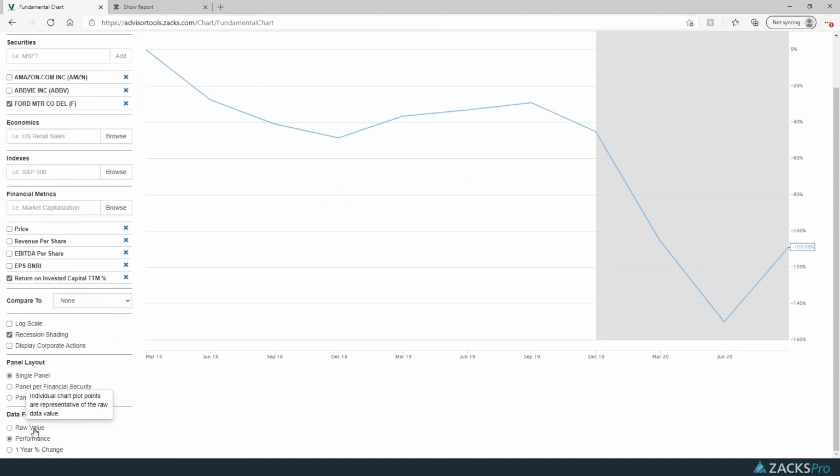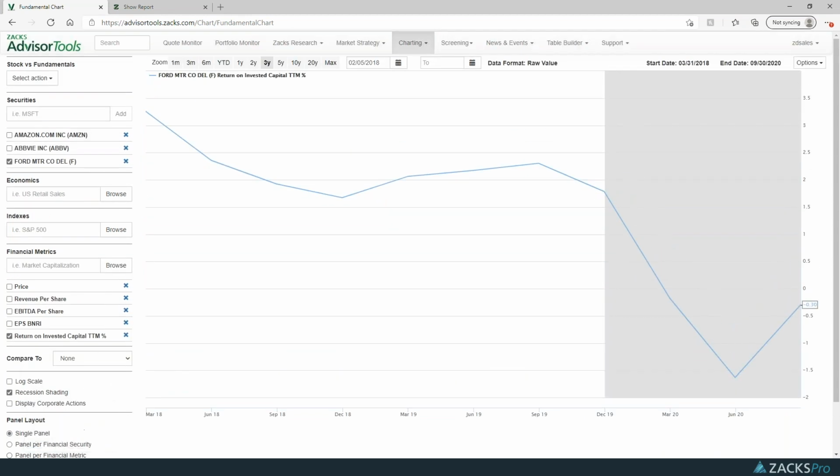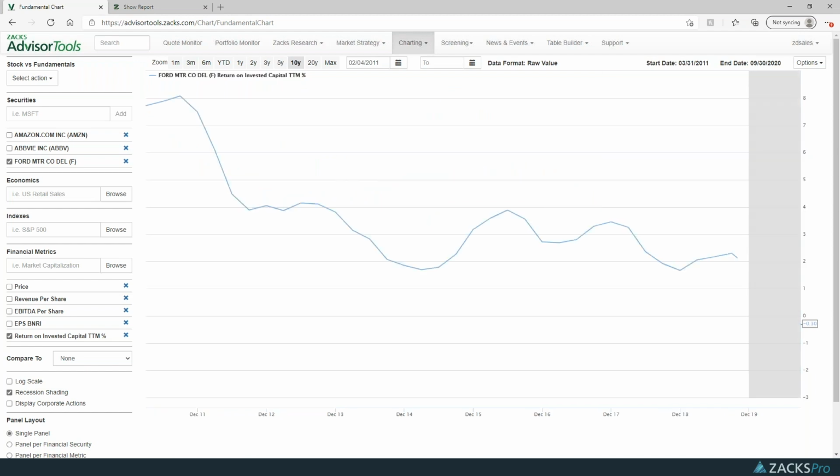And here we can see exactly what that looks like. Right now they're actually generating losses again during the COVID pandemic. But if I were to look at a 10-year time frame of Ford, just check out how low this is. It's declining. It's not only declining, but on average, it generates somewhere between 3 to 4% return on invested capital, which is pretty low.